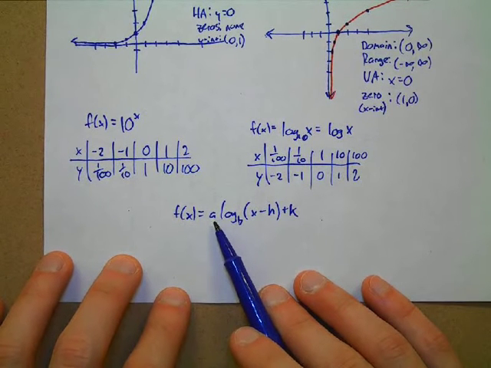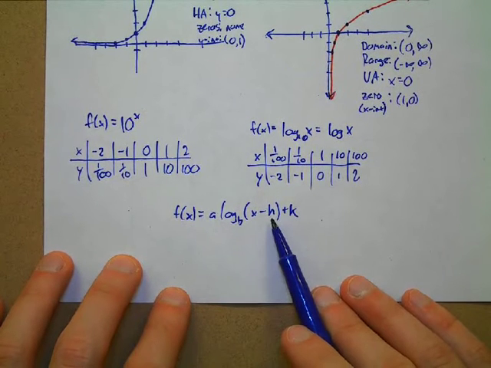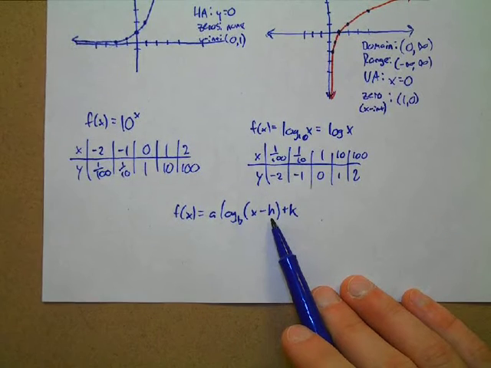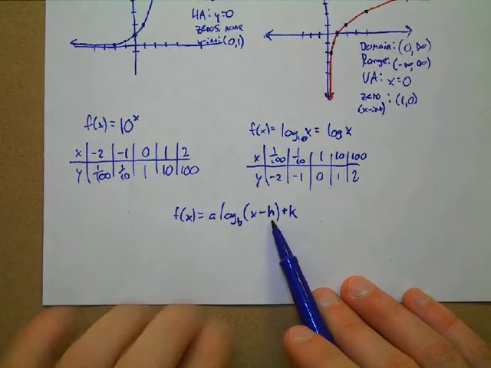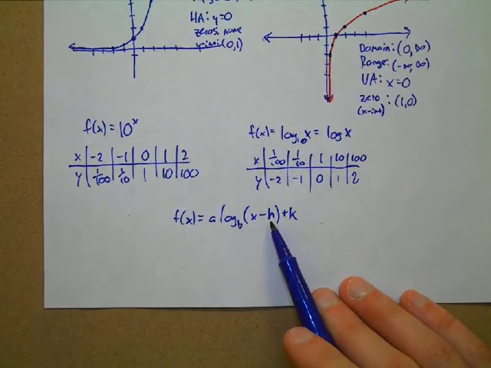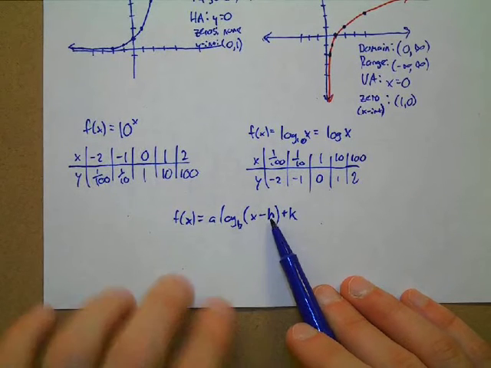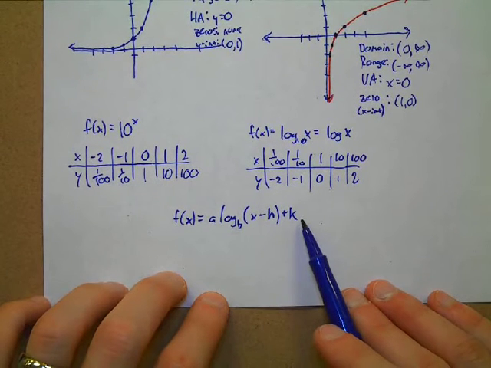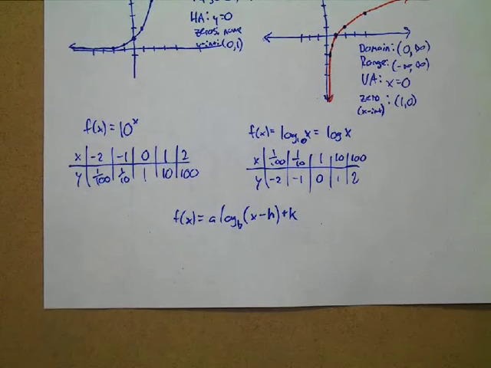What's the h going to do? Left or right. And again, remember, it's the opposite of what you'd expect. So if it's a minus a number, that means you're going to shift right. If it's a plus number, you're going to shift left. And the plus k on the outside is going to shift it up and down. Exactly right.